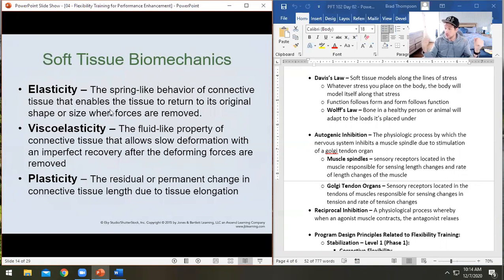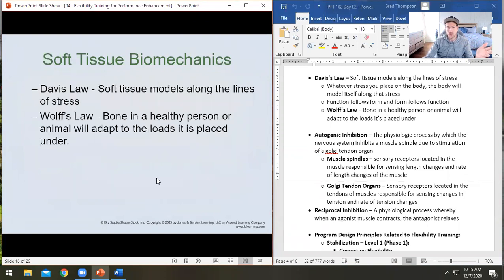Elasticity is the fact that your muscles are kind of springy. Viscoelasticity is the fact that your muscles are kind of gooey. And then plasticity is the ability of your muscles to change in length and kind of stay that way, either short or long. Our ability to improve our flexibility is thanks to plasticity. It's relatively permanent changes over time.